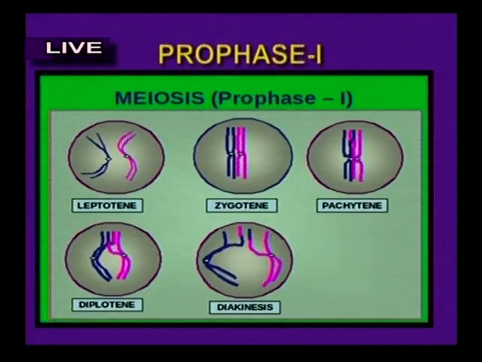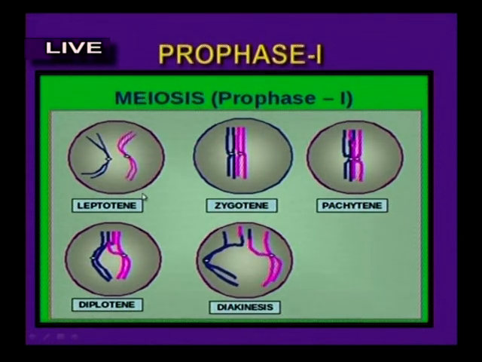In prophase 1, first one is leptotene. The chromosomal behaviors are different, and due to that, they are differentiated. First one is leptotene, the second is zygotene, third is pachytene, fourth is diplotene and fifth is diakinesis. These are the 5 phases in prophase 1.